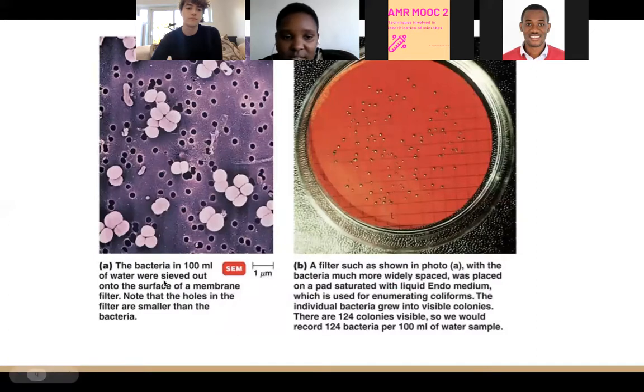So this is an example of a filter used to filter a sample, maybe a water sample or milk sample or any liquid sample. You can take those and culture them. If you look at B, you can see it has grown. The culture is put in media and the microbes are allowed to grow, so you can observe the colonies which have grown from the culture.